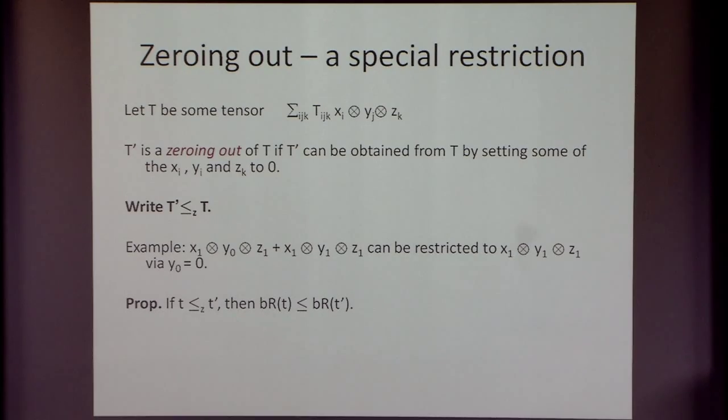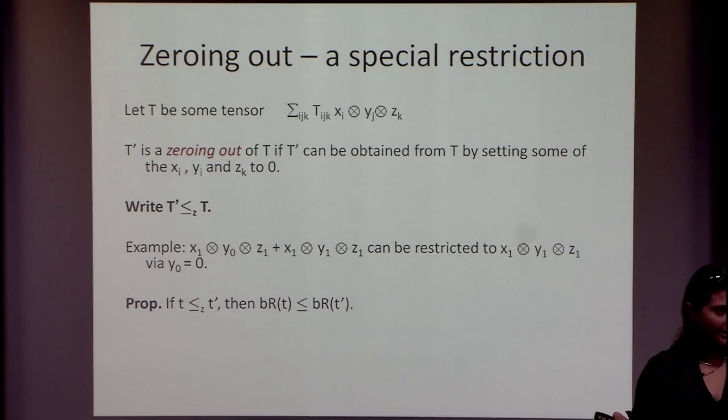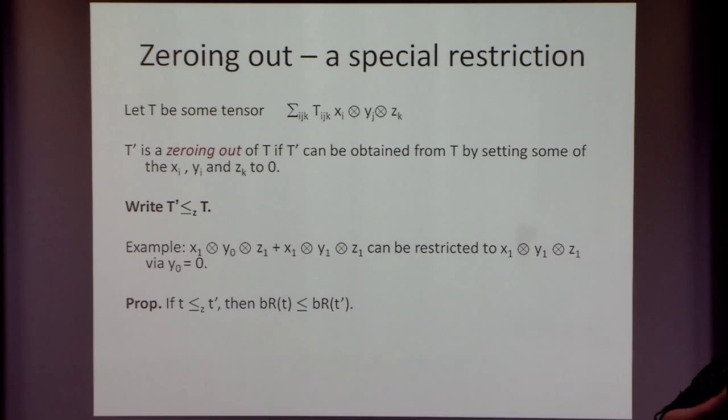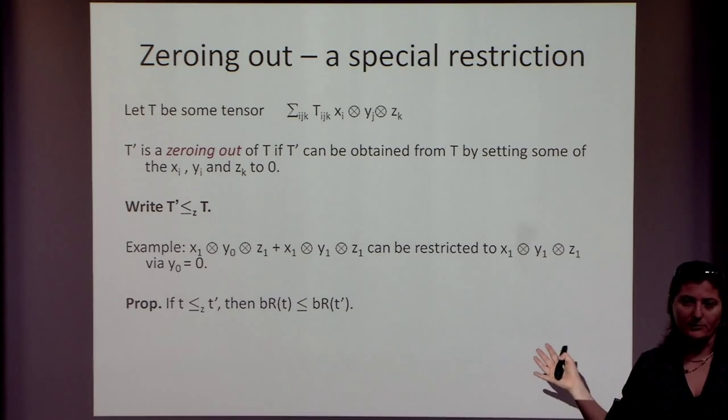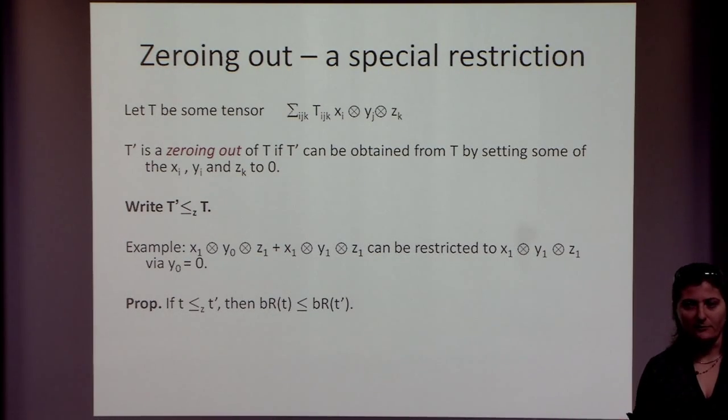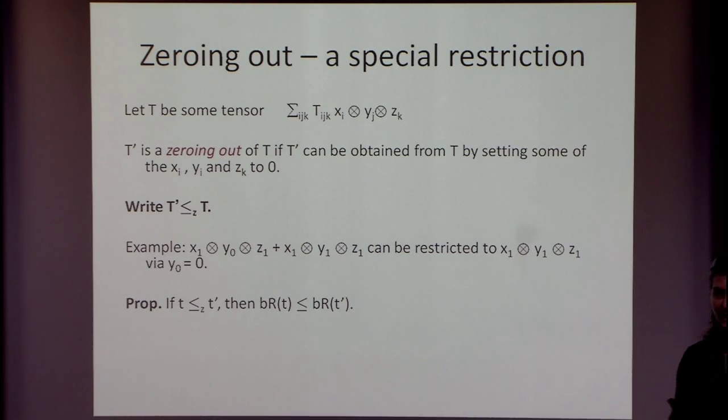Right, so the whole thing is that we don't have a very good understanding of matrix products and their direct sums, but maybe we have an understanding of some other tensor. And we can gain an understanding of these direct sums of matrix products if we can embed them into the tensor we do understand. Okay, so from now on, I'm just going to talk about zeroing out. These are special types of restrictions.